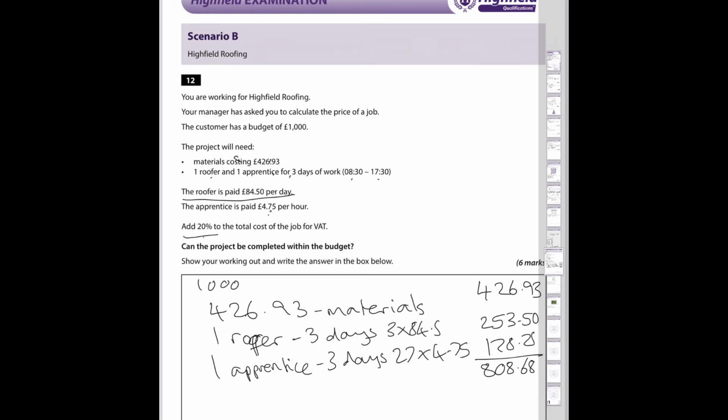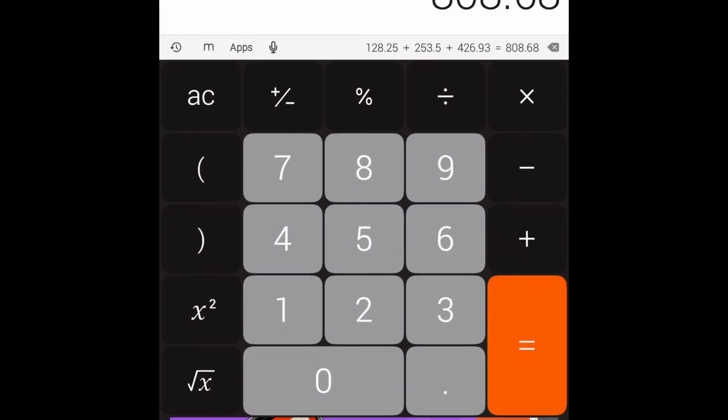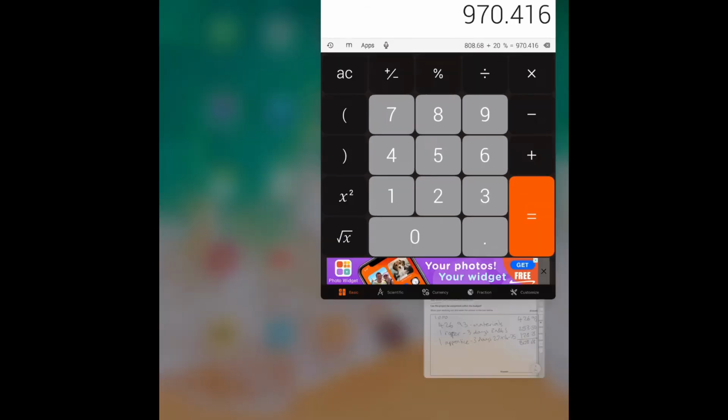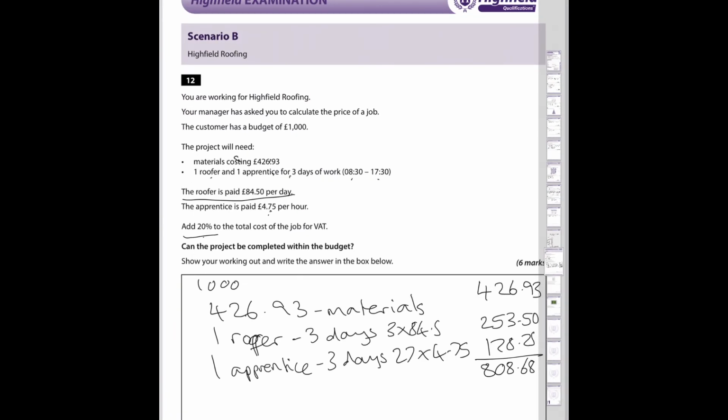Okay, then we need to add 20%. So back to the calculator with that number, add 20% equals 970. We'll round that up, so it's 42. So 970.42. So we've broken it down to each part. We've shown all the calculations for each part that we're doing. So we've proved how we're working it out.